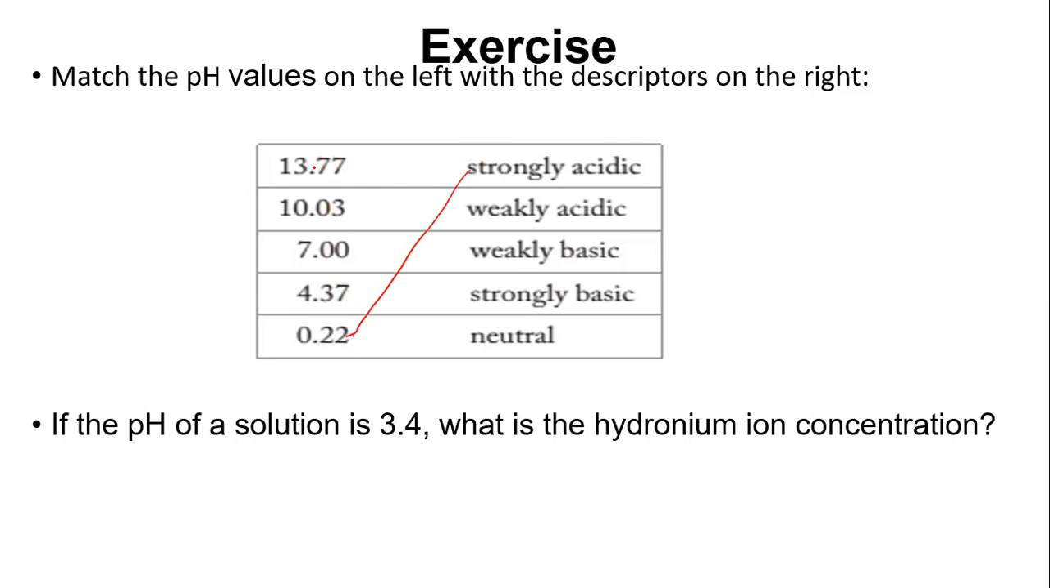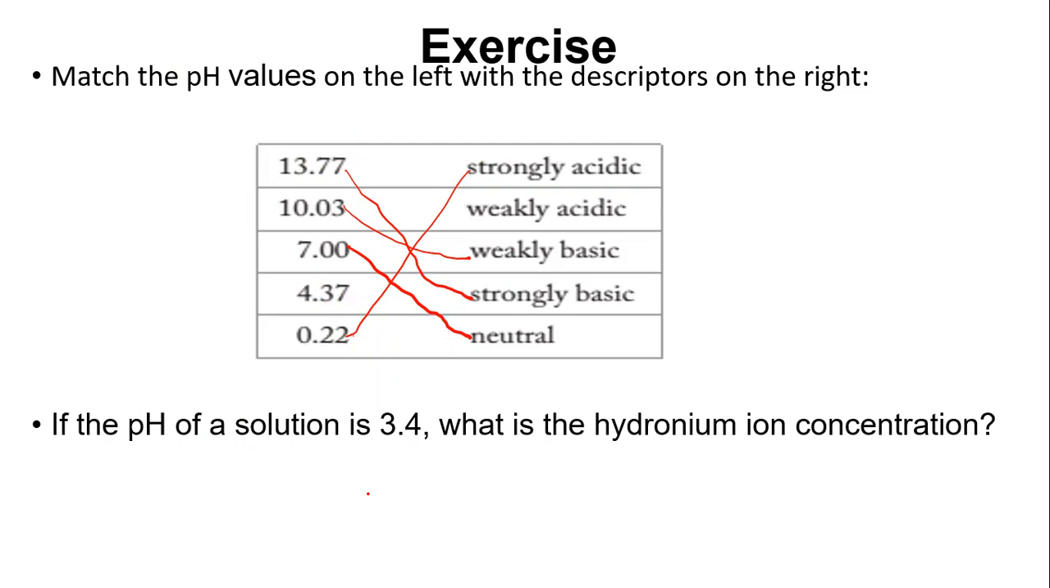Now 13.77 is the biggest number here. So that should be the strongest base, right? So we make it strongly basic. 7 is neutral. Then 4.3 is acidic. So I give it weakly acidic here. 10.3 is basic. So I give it weakly basic here. Very simple.